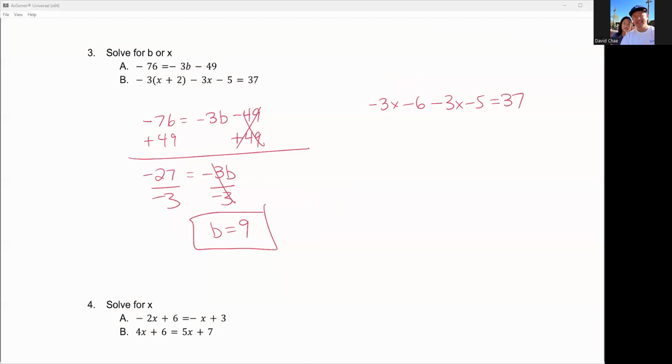All right, so yeah. All right, so now, what's next? Combine like terms, which is what? Negative 6x minus 11 is equal to 37. Then what's next? Add 11, right? So negative 6x is equal to 48. You divide by negative 6. So x is equal to negative what? Sorry, it's a little delayed. What's x equal to? Negative 8. Nice.